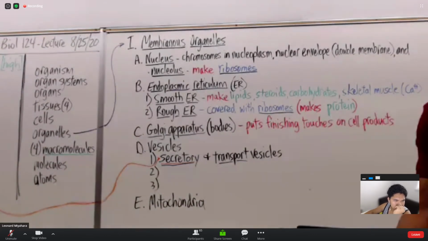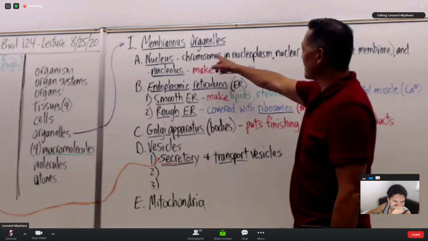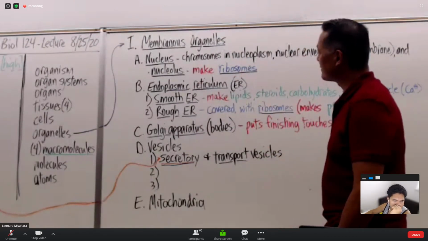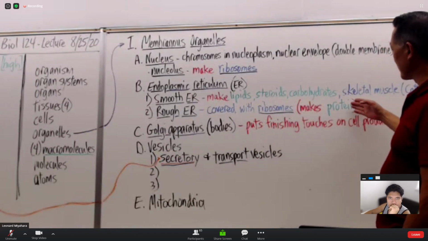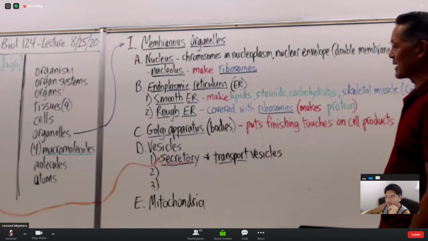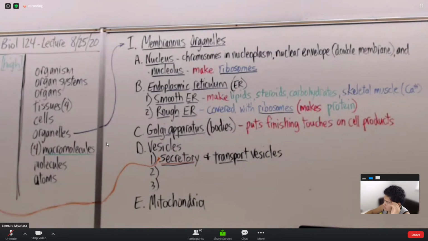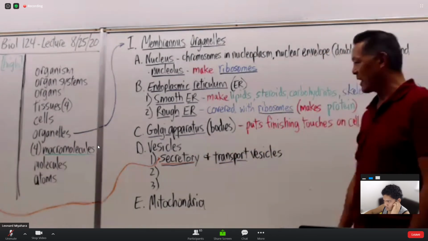Okay. Now we talked about on the whiteboard, chromosomes in the nucleus, endoplasmic reticulum. Rough endoplasmic reticulum is covered with ribosomes to make a ton of protein. Golgi apparatus puts finishing touches on cell products. Vesicles, the first 2 kinds here, are secretory and transport. Now let's look at that picture.